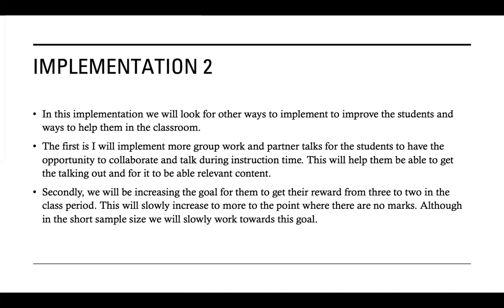Secondly, we will be increasing the goal for them to get their reward from 3 to 2 for the next 2 weeks in this class period. This will slowly increase to the point where there are no marks. Although in this short sample size, we are working slowly towards this final goal so that we will ultimately be able to reach it, because ultimately we want there to be no distractions, no talking out loud, and that they understand and have that sense of pride of what they have accomplished for themselves, that they're no longer causing a distraction.